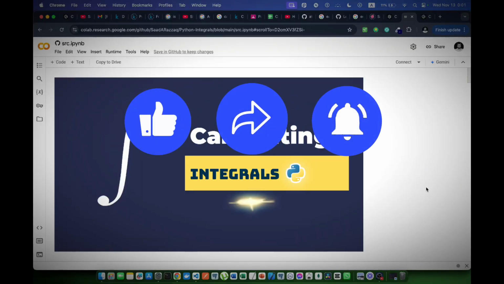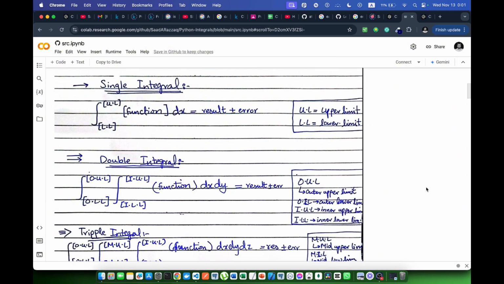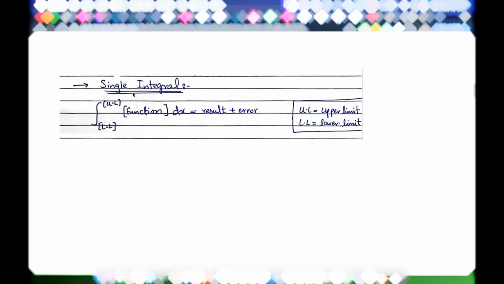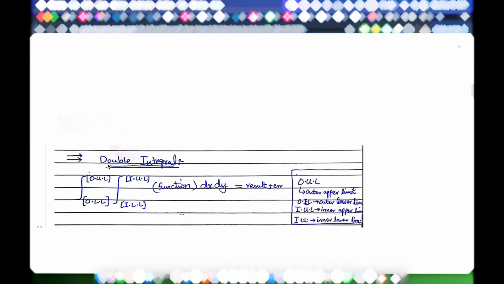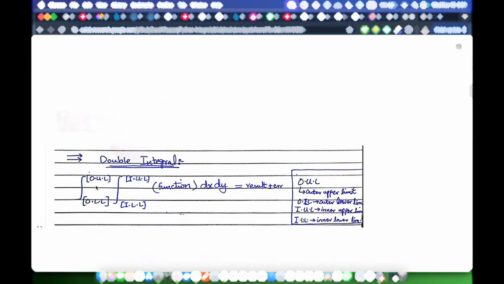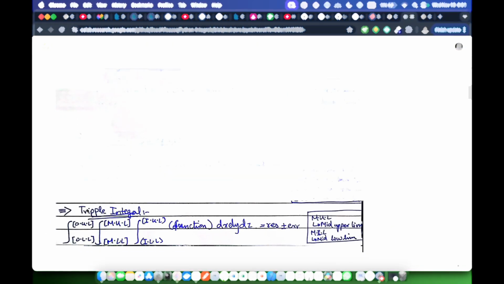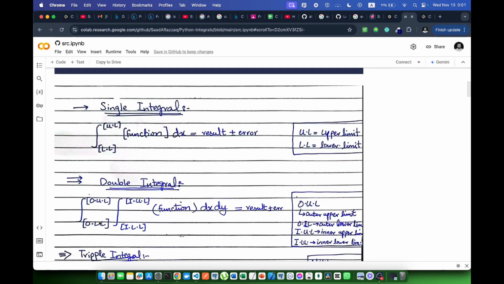So this is the notebook that I have opened in Google Colab. We are going to look at three types of integrals. The first one is single integral, when there are only one dimensional integrals. The second one is double integrals, when there are two dimensional integrations. And the third one are triple integrals, when there are three dimensional integrals. So, what's the theory? The theory is that there is an upper limit and a lower limit for every integral because we are going to talk about the limit integrations.